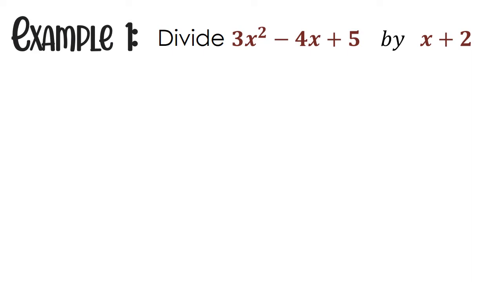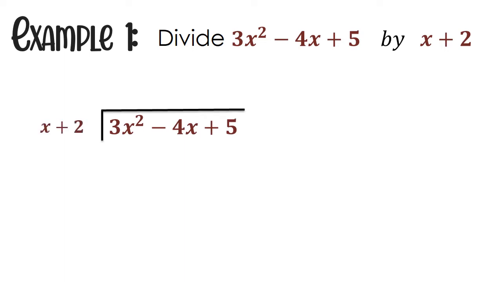Now let's have example number 1. Divide 3x squared minus 4x plus 5 by x plus 2 using the long division method. Again, our first step is to arrange the terms according to its exponent. But as you can see, the terms are already arranged according to their exponent. So we proceed to step 2. We divide the first term of the dividend by the first term of the divisor, which is 3x squared divided by x, that is 3x.